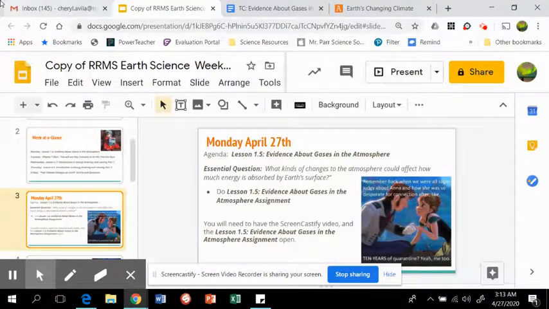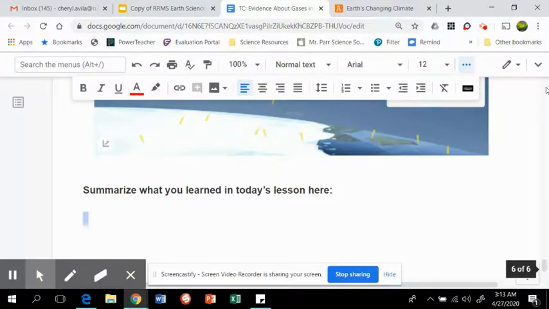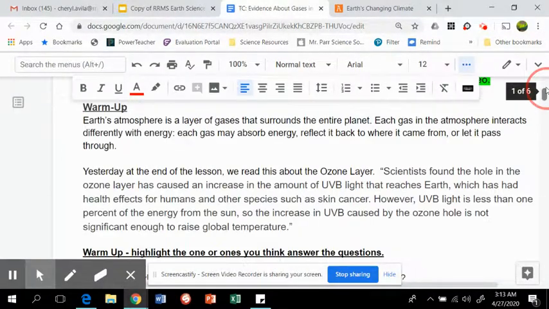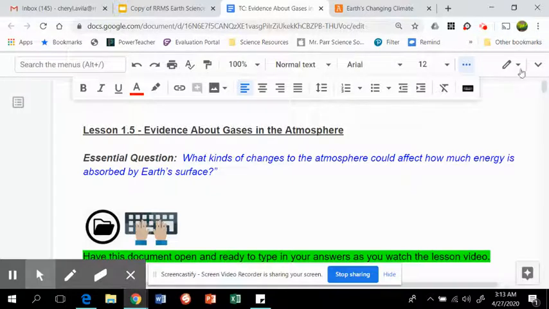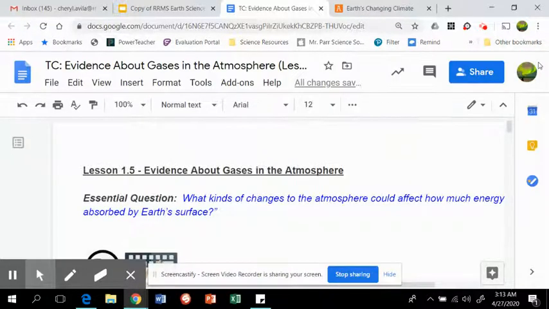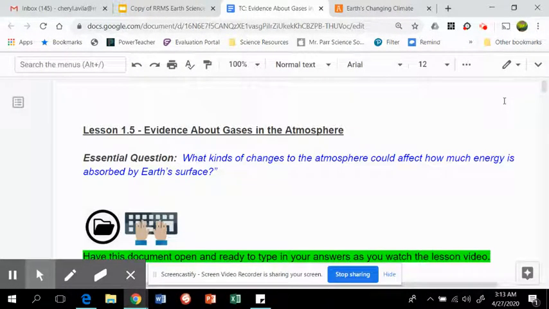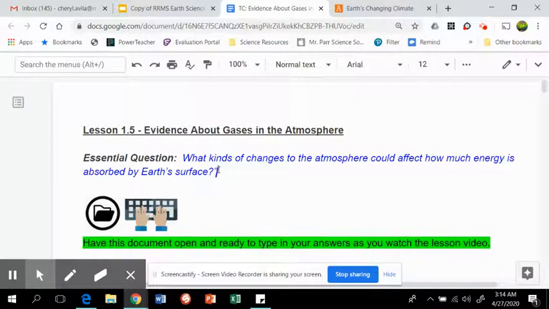All right, so going to our lesson. This is what the document that you need to have open today looks like. Again, it's titled Evidence About Gases in the Atmosphere. Has the essential question again. What kinds of changes to the atmosphere could affect how much energy is absorbed by the Earth's surface?